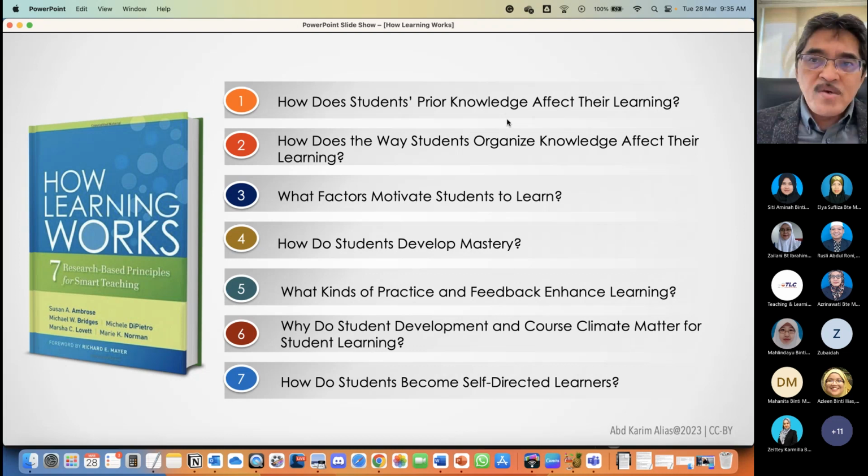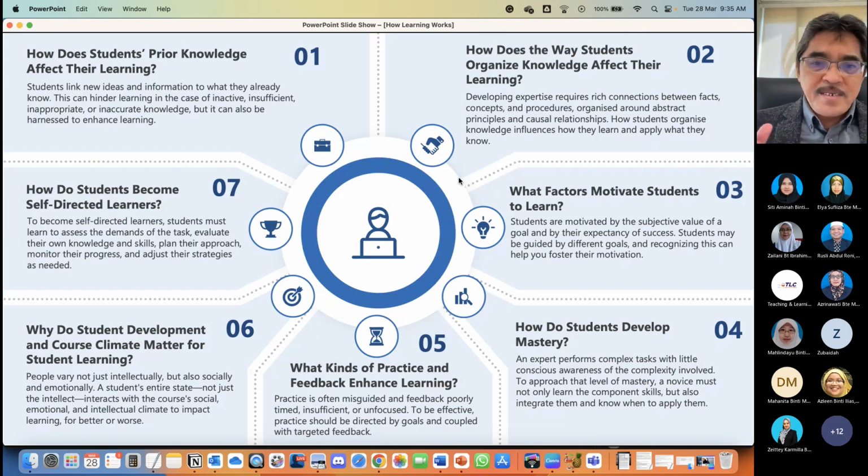So how does students' prior knowledge affect their learning? And then we have another 5 more. In this session, I hope to cover at least the second principle, maybe partly the third principle. Okay. And again, this slide gives a little bit more description about each principle. And we are still on principle number 1. I hope I can cover more about principle number 1 this morning, then go on to principle number 2.